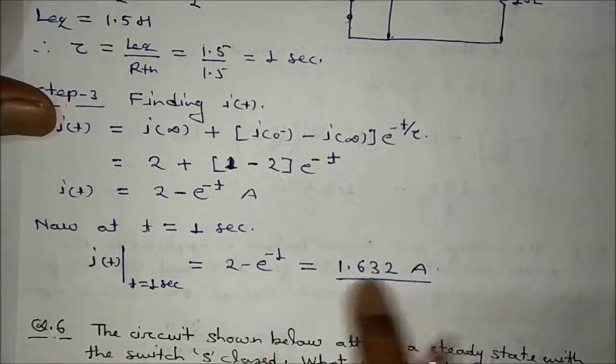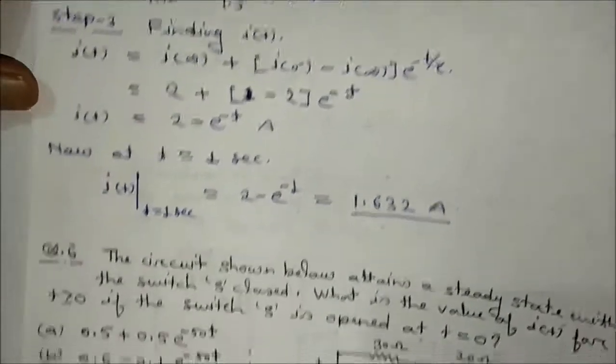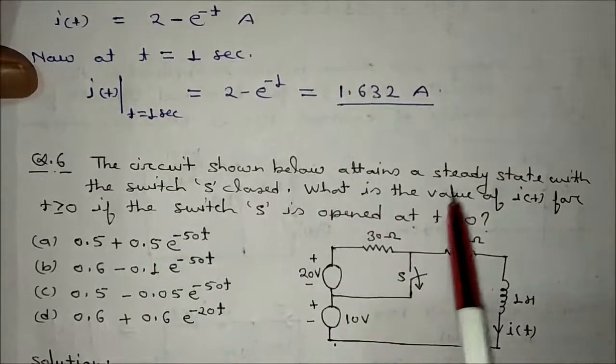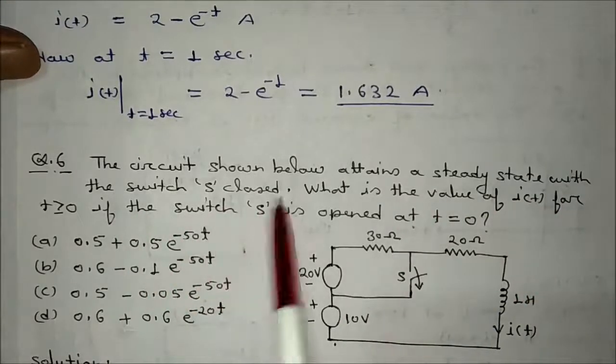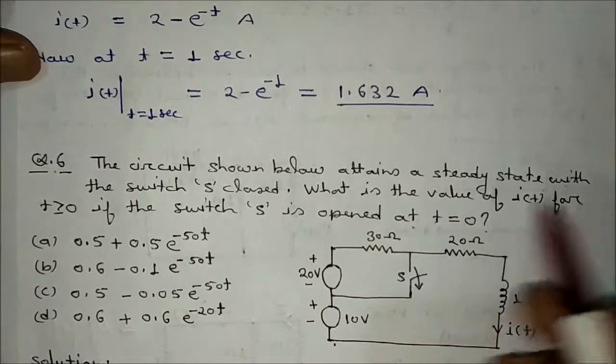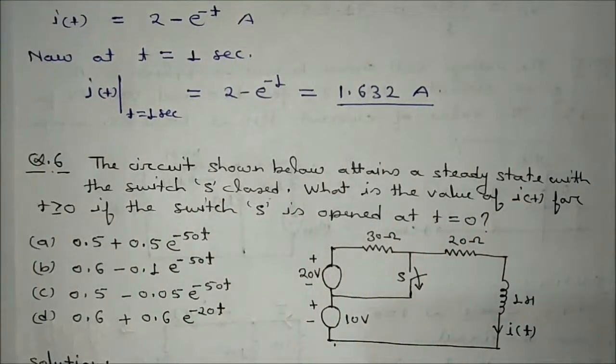If you calculate this value, you will get 1.632 ampere. Okay, so moving to the next problem. What is the next problem? The circuit shown attains a steady state with the switch S closed. With switch S closed, what is the value of I_L for t greater than 0 if the switch is opened?